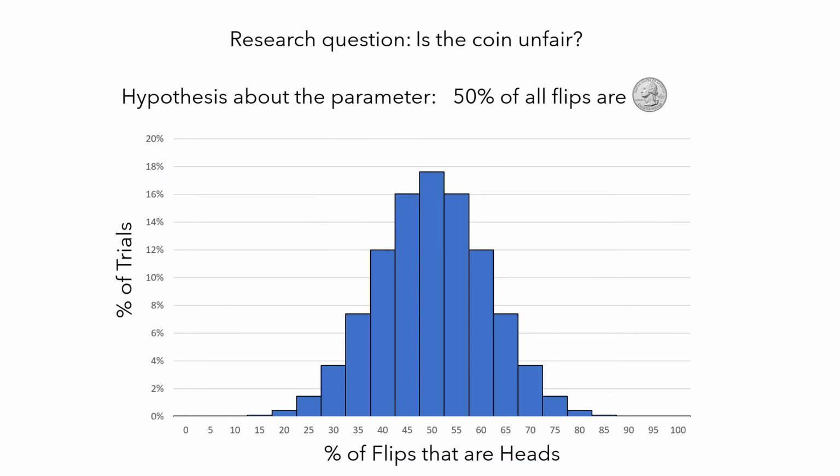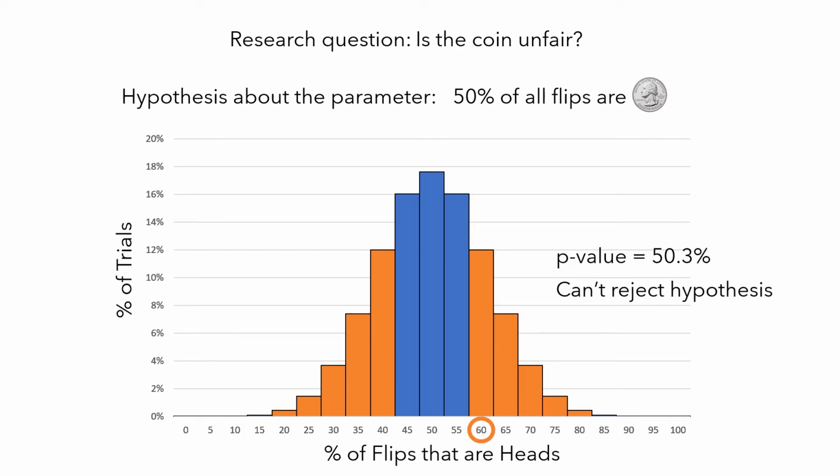Our observed statistic was 12 out of 20, or 60% heads. So the p-value would be 50.3%. This is not strong evidence against our hypothesis, so we can't reject the hypothesis that there is a 50% chance of getting heads. So we can conclude that the coin is probably not unfair.